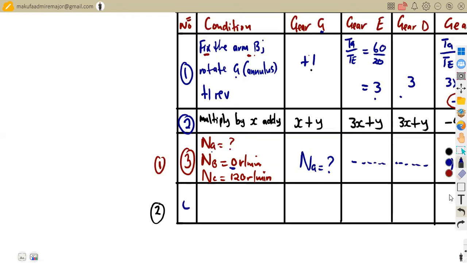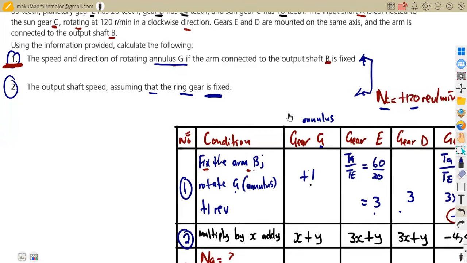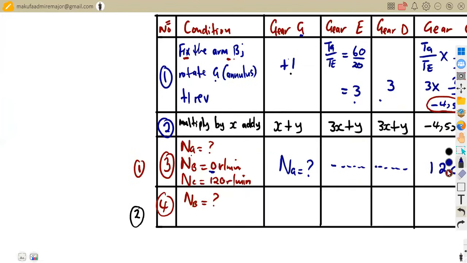So now we are saying we do not know, this is the fourth part of our table here. We do not know the speed at B this time. What are we given? We are now given that this time the ring gear is fixed. And what is representing the ring gear? The ring gear is our annulus, which is G. So they are saying G is fixed. If G is fixed, what does it mean? It means there is no movement at G. So the speed for G is now 0 revs per minute. That is a condition that they gave you.